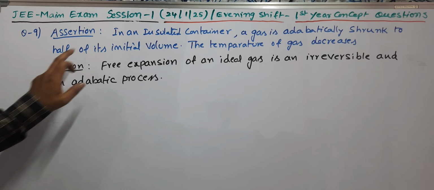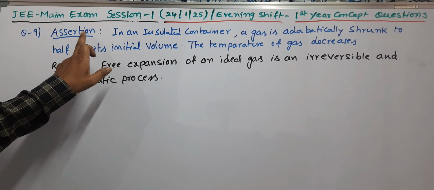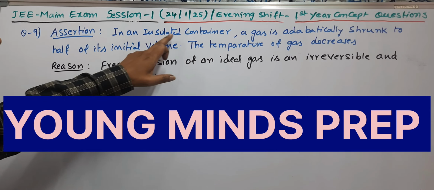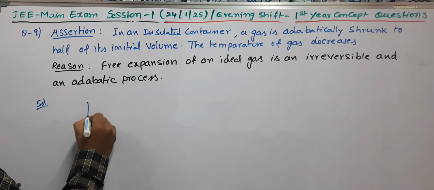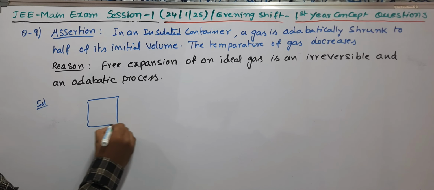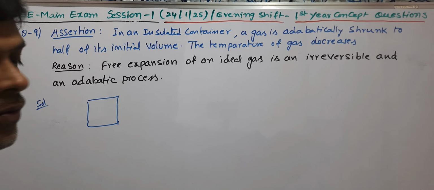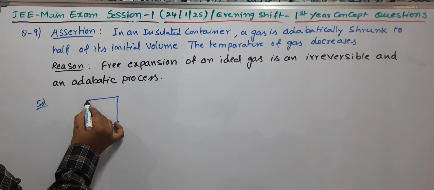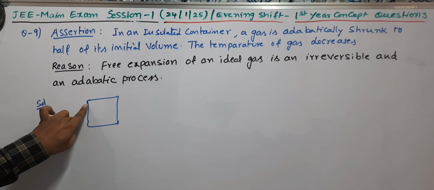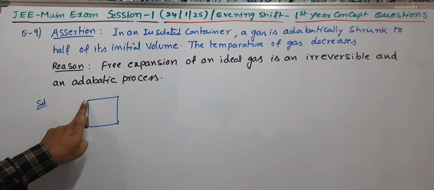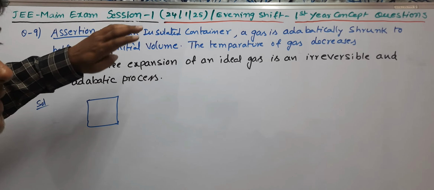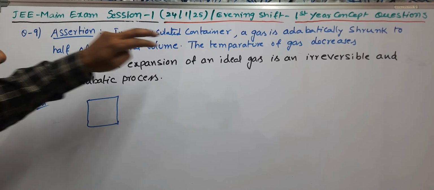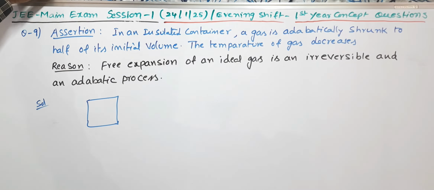Okay, the ninth question, assertion reason type. First assertion, what is that? In an insulated container, let us take an insulated container. That means this container does not allow anything inside, as well as it does not give anything to the surroundings. So it is a bad conductor of heat. So, insulated container means what? It is a bad conductor of heat. Okay, a gas is adiabatically shrunk.